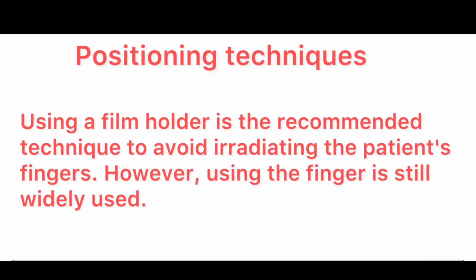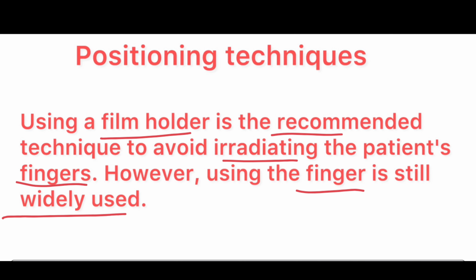Now, positioning technique using a film holder. So how are we going to position the film? It is a recommended technique to avoid irradiation of the patient's finger. However, using the finger is still widely used. When the maxillary anterior teeth are the tooth of interest, the vertical angulation will be 45, as you can see.